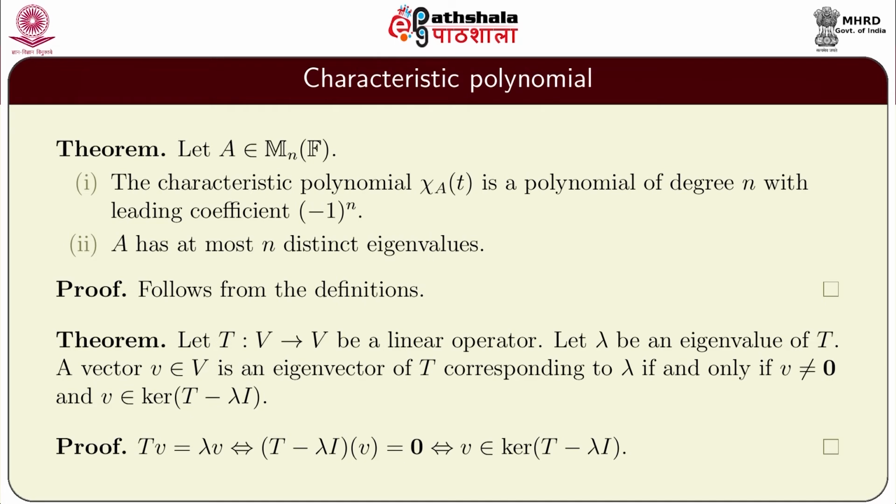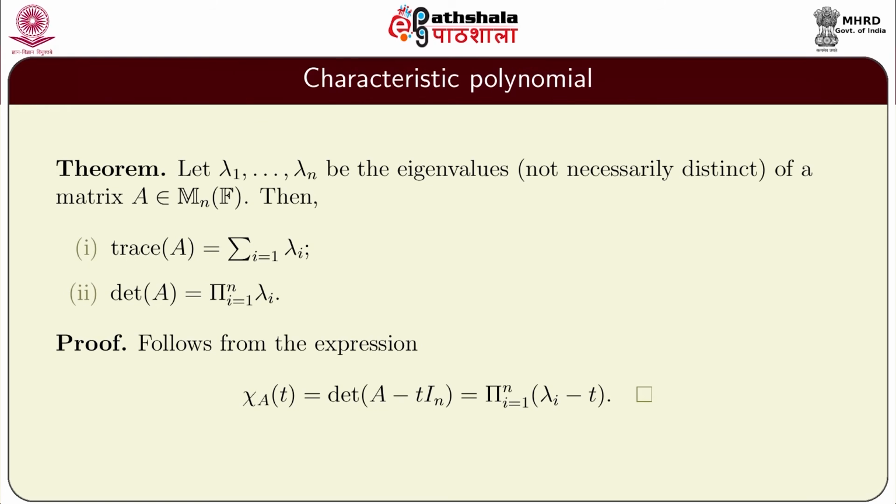Proof: Tv is equal to lambda V for some lambda in the field F if and only if Tv minus lambda V is 0, if and only if (T minus lambda I) of V is 0, if and only if V belongs to the kernel of T minus lambda I. Therefore, it is clear that V is an eigenvector of T corresponding to lambda if and only if V is a non-zero vector and Tv is equal to lambda V, which is the same as saying V belongs to the kernel of T minus lambda I.